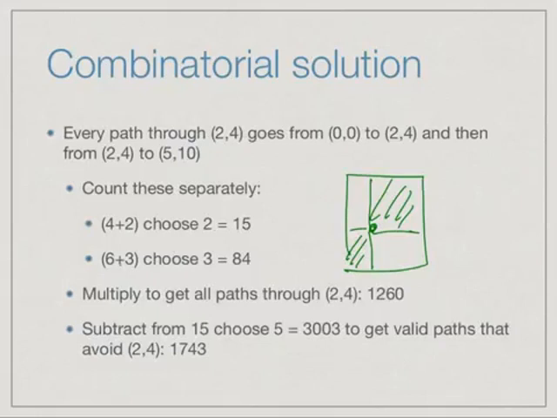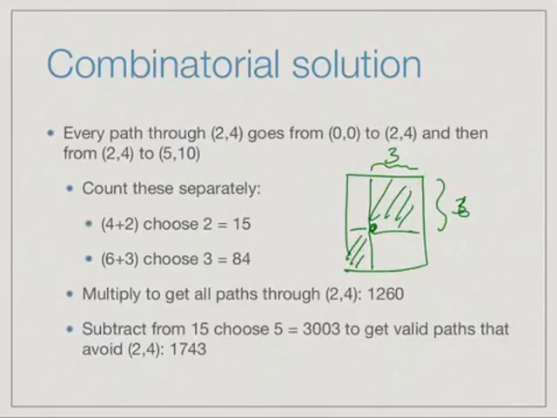So we get 15. And from here to here, the difference is that we have to go in both directions: we have to go up 6 and we have to go right 3, right? We are at 2, 4. So we have to go from 4 to 10 and from 2 to 5. So we have 6 plus 3, choose 3, 84 ways of going from 2, 4 to this.